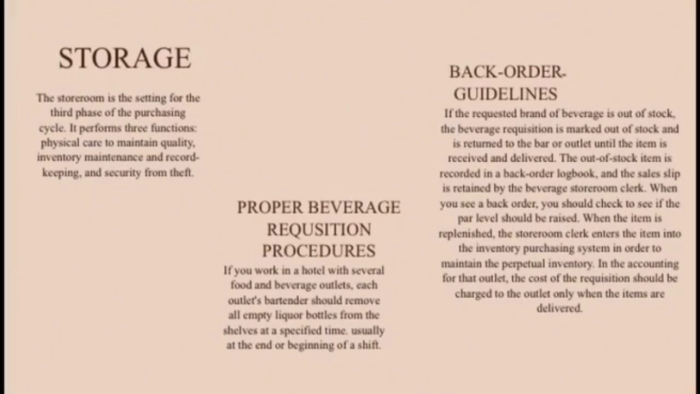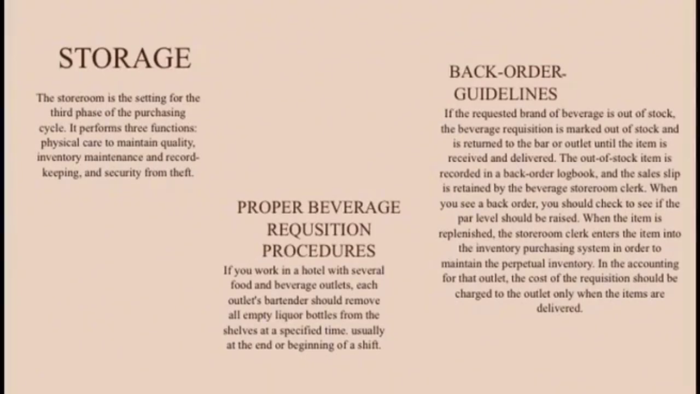There are three common methods of measuring liquor. First is an automated pouring device, which measures and delivers pre-established amounts per drink. The beverage requisition is marked out of stock and returned to the bar, and the out-of-stock item is recorded in a logbook. The sales sheet is retained by the storeroom clerk. So when you see the automated pouring device, you should check to see if the par level should be raised.